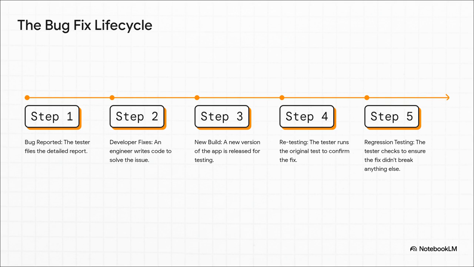First, they rerun the exact same test to make sure the bug has actually been squashed. Then, and this is so important, they do something called regression testing. Think of it like checking for collateral damage, making sure that fixing one thing didn't accidentally break 5 other things.